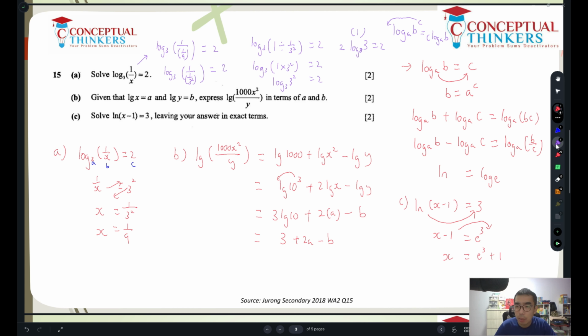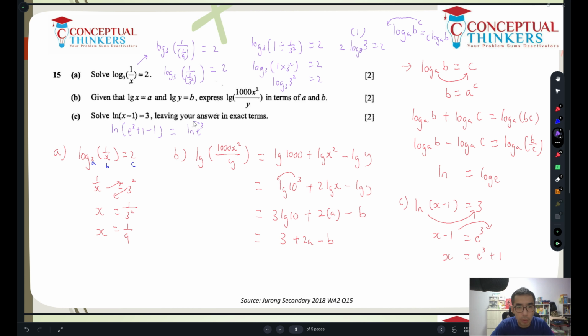Okay, so now what I will do is check whether my answer makes sense. So let's substitute x equal to e to the power of 3 plus 1. So I'm going to get ln of e to the power of 3 plus 1 minus 1. I'm going to see whether my left side, after substituting, gives me 3. So let's simplify what is inside the bracket here. So I'm going to get ln e to the power of 3, as plus 1 and minus 1 will cancel out.